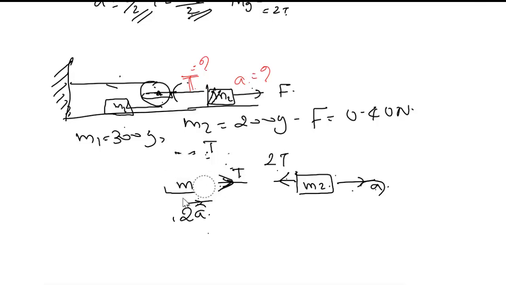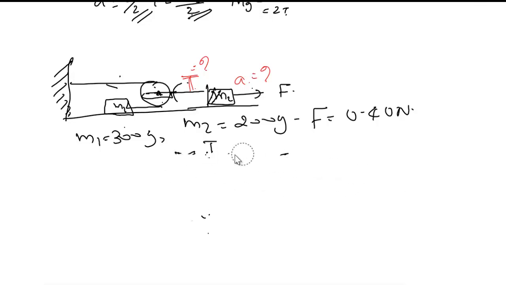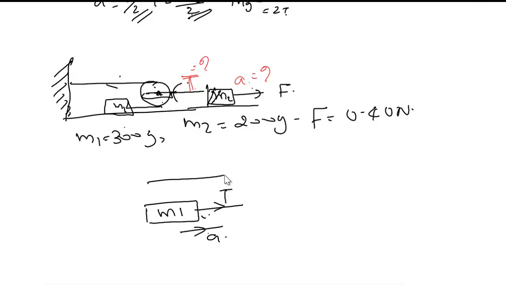I'll tell you once more the whole thing. See here children, listen carefully about M1. First I am going to consider M1. For M1, tension will be acting in this direction towards the pulley and acceleration also acting in the same direction. Next I am going to consider M2. When I am considering M2, 2T is the tension force acting towards the pulley and acceleration will be acting in the opposite direction.